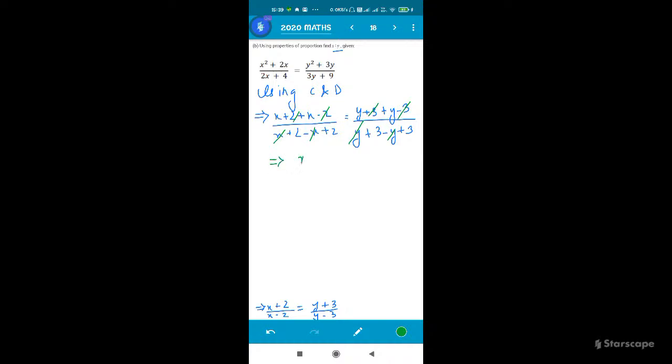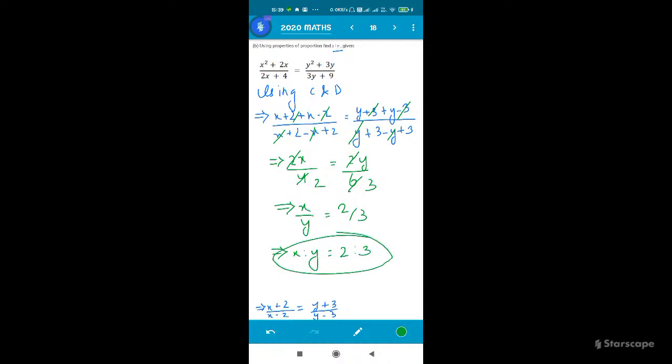So we are left with 2x by 4 is equal to 2y by 6. So 2 and 2 get cancelled out. 2, 3. So your x by y is equal to 2 by 3, or you can also write that x is to y is equal to 2 is to 3. This is the answer. This is the ratio which they have asked. So I hope this question is also clear to you. It's a very simple question of using properties of proportion.